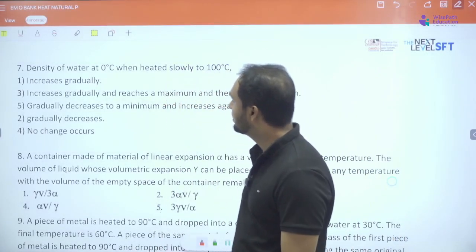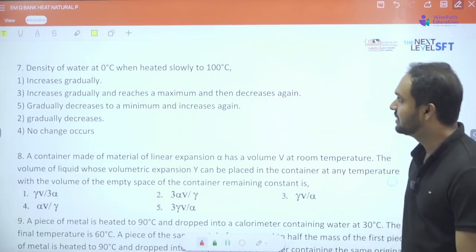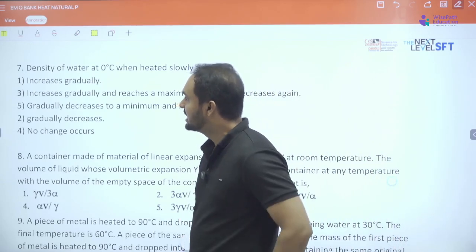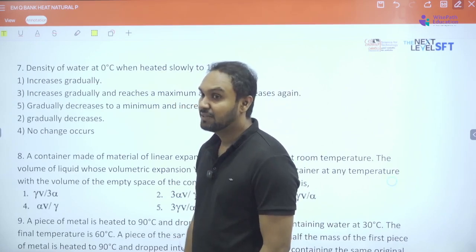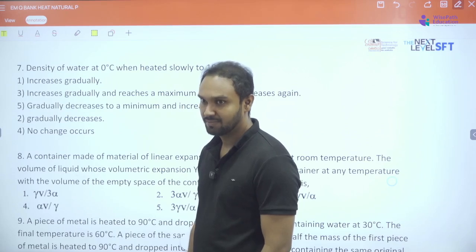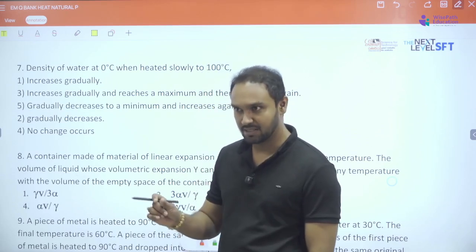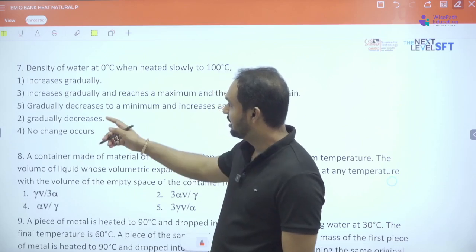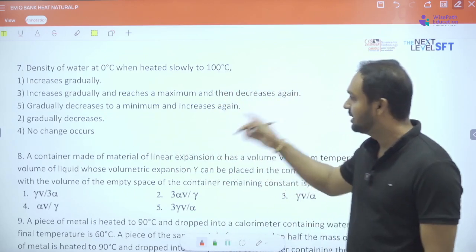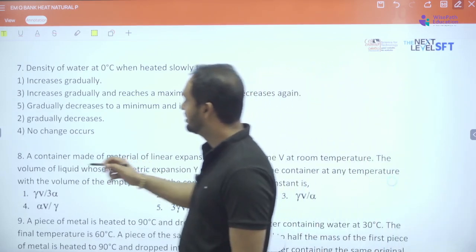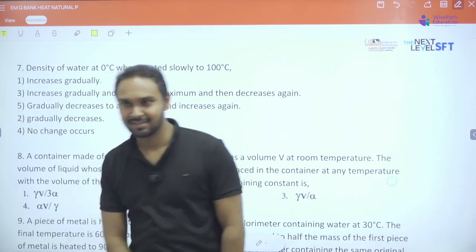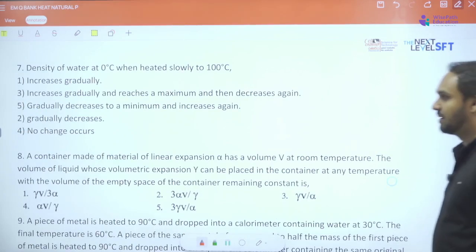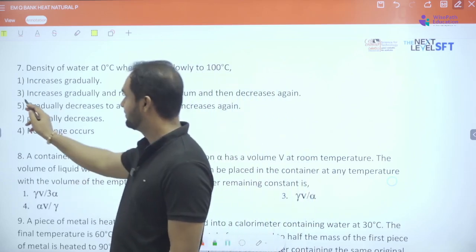The density of water at 0 degrees Celsius when heated slowly to 100 degrees Celsius: what will happen? Firstly, the volume will decrease for a certain temperature, and after that temperature it will increase again. So it gradually decreases to a minimum and increases again. So that's answer 5, the one in the middle, right? Answer 5 is marked in the middle, but the answer is 5. This one. Okay.